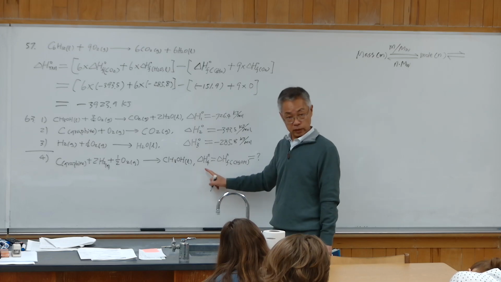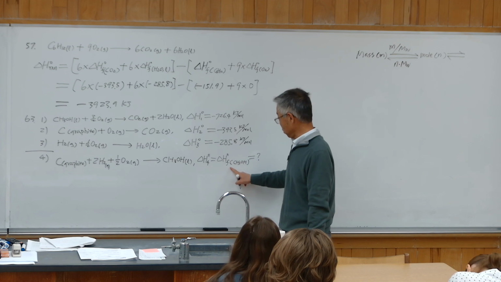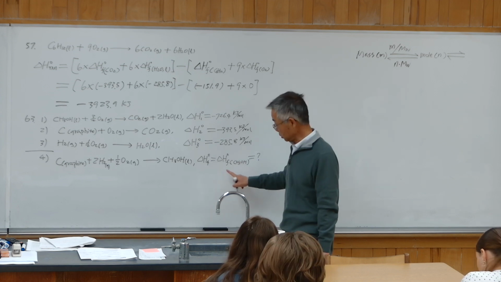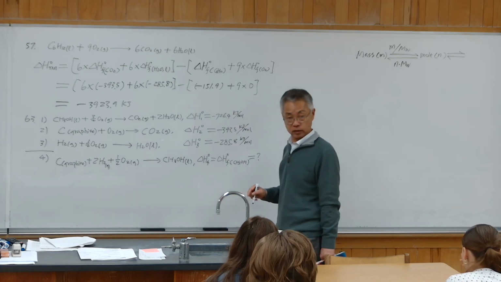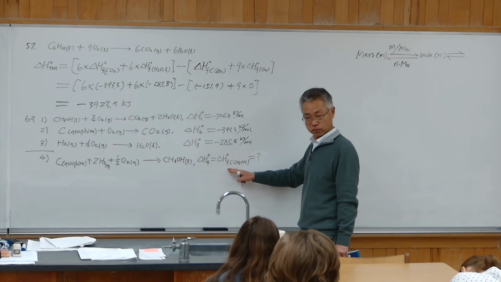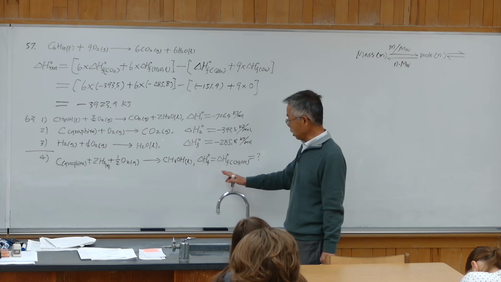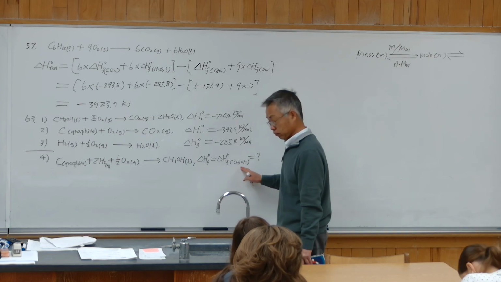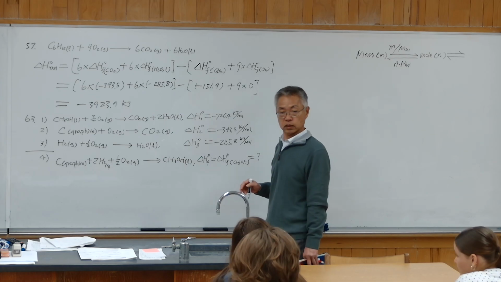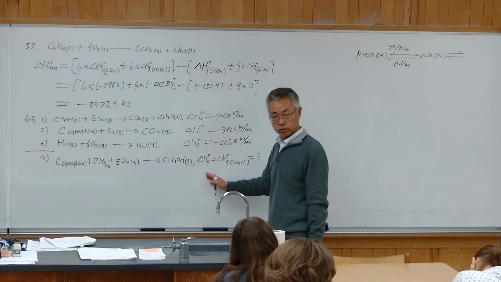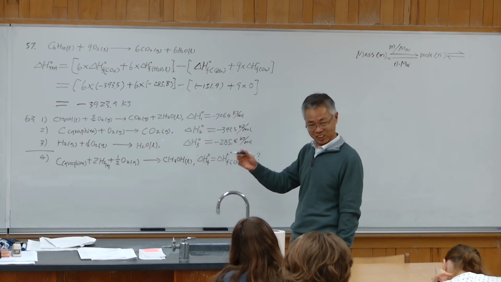You get it? Let me explain why I label delta H4 as delta Hf of methanol. Because this reaction 4 synthesizes methanol from its elements, this is the definition of standard enthalpy of formation. F is formation. So overall, the question is how we can calculate delta H4, which is delta Hf of methanol, from these three related reactions. The idea is how can we build up equation 4 from equations 1, 2, 3.